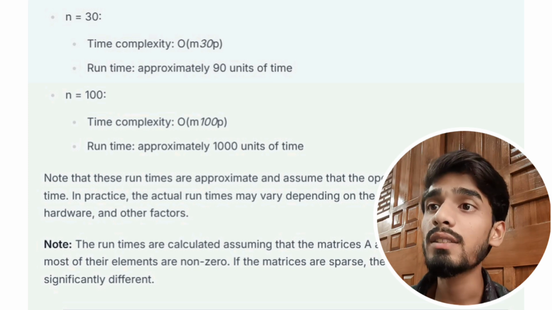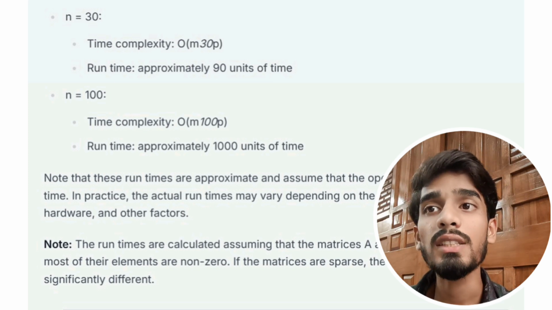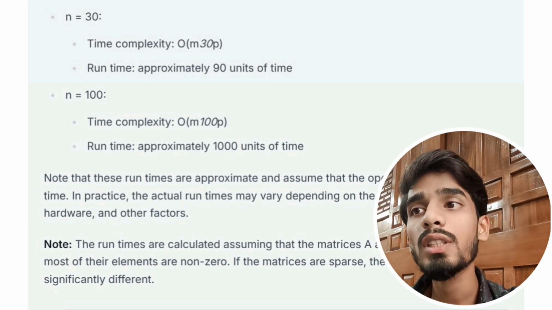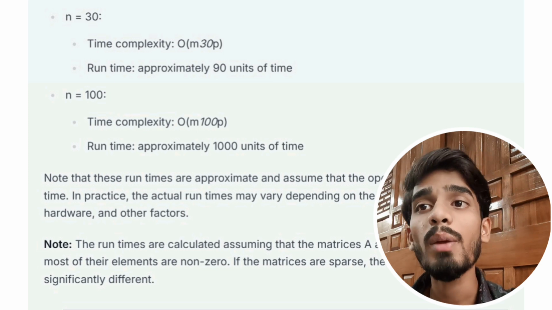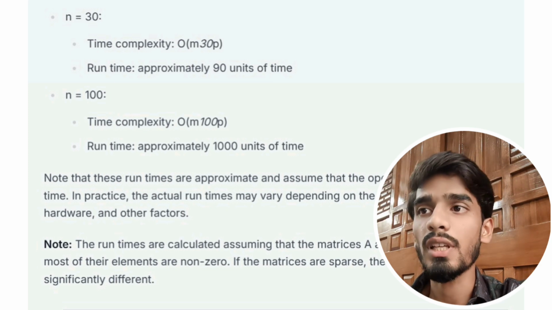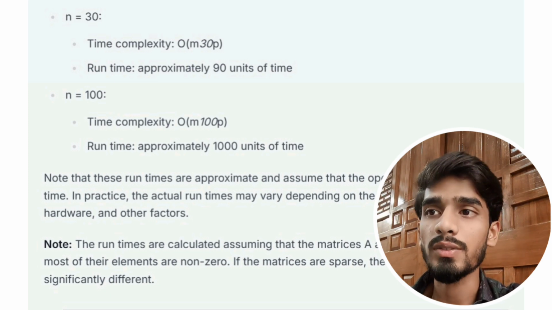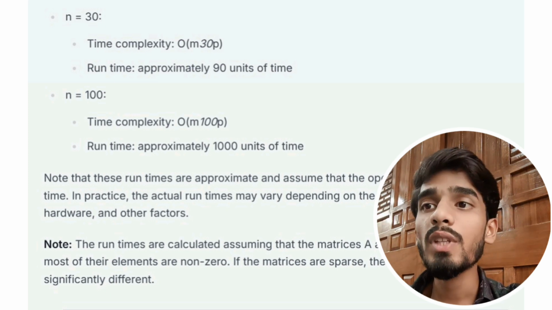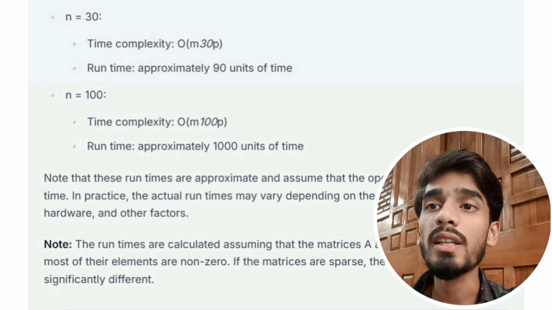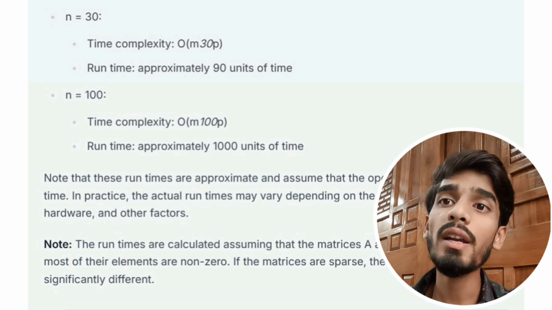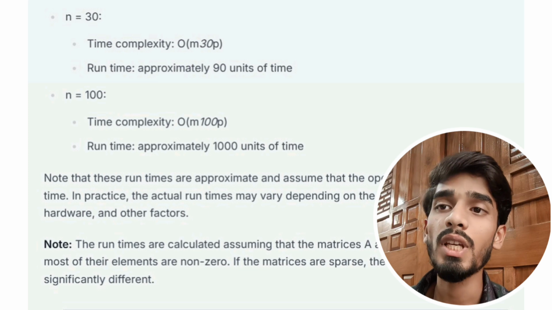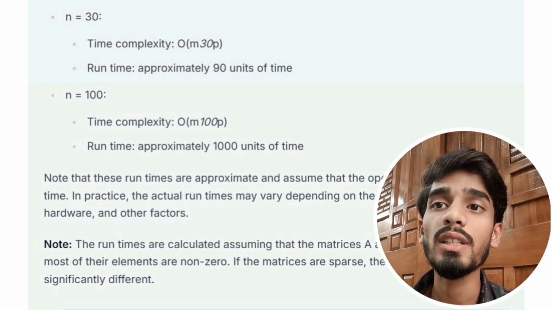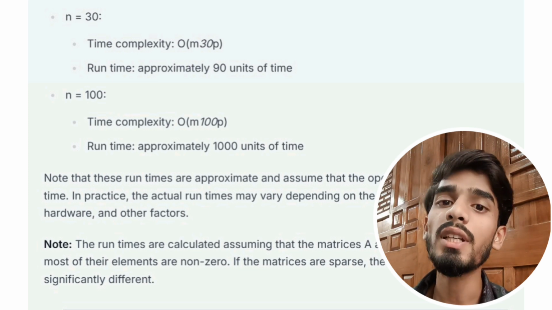Note that these runtimes are approximate and assume that the operations take constant time. In practice, the actual runtimes may vary depending on the specific implementation, hardware and other factors. The runtimes are calculated assuming that the matrices A and B are dense, that is, most of their elements are non-zero. If the matrices are sparse, the runtimes may be significantly different.